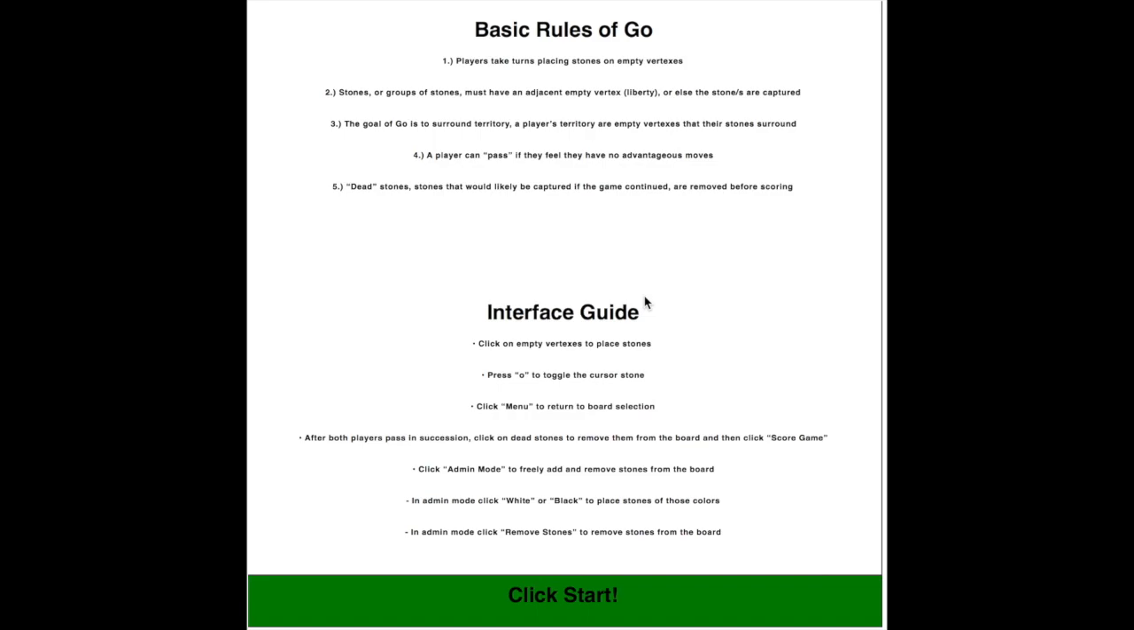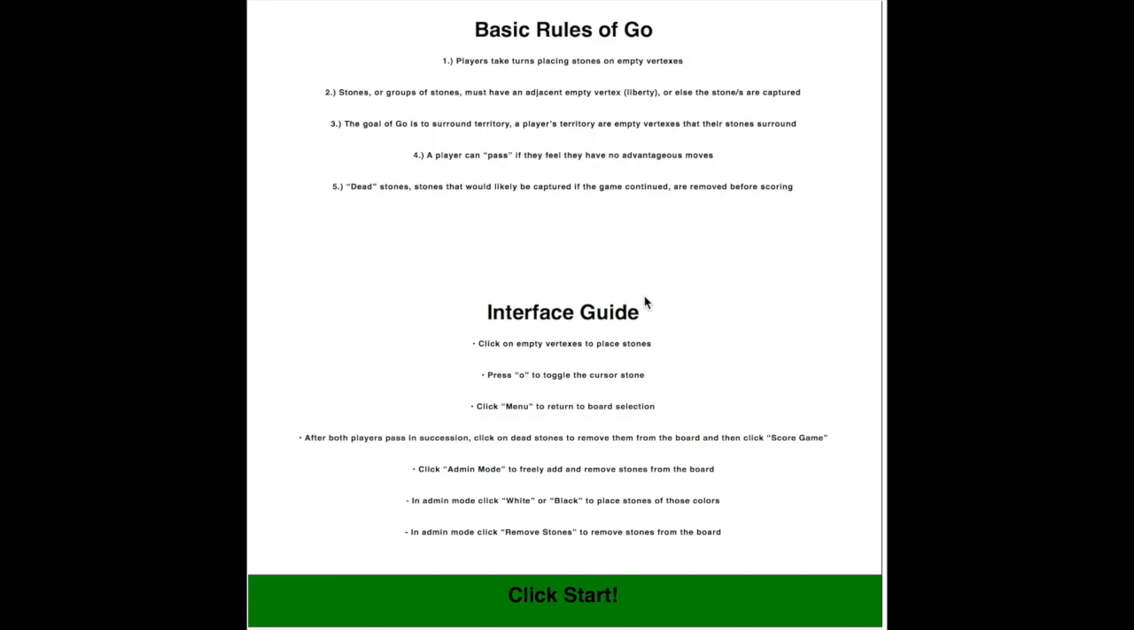So the user is first greeted with the basic rules of Go along with an interface guide. I'll just go over the rules really quickly. The game of Go consists of two different players, black and white, and they take turns placing stones on empty vertices. Stones, or groups of stones, must have at least one empty adjacent vertice, or else they are captured or dead. The goal of the game of Go is to surround as much territory as possible, and a player's territory are essentially empty vertices that their stones surround.